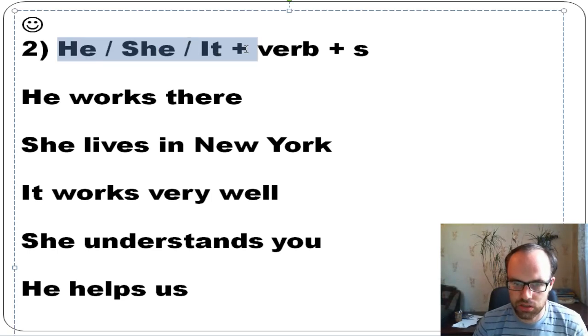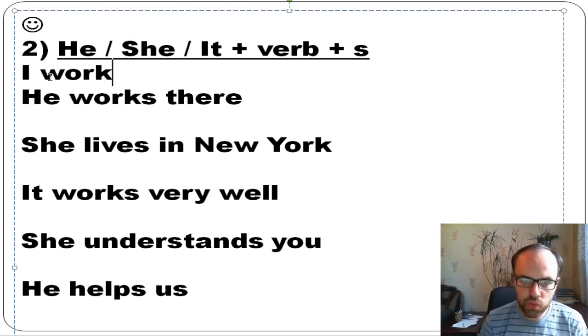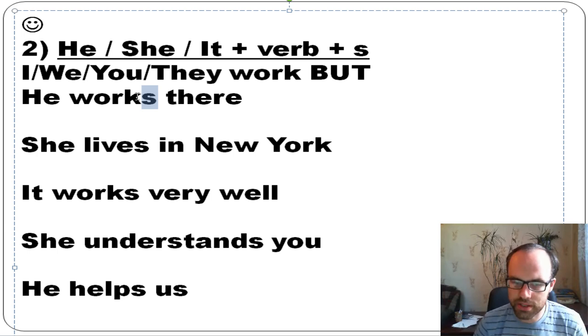If you have he, she, it, you add a verb and s. So you see, he, she, it plus verb plus s. You say, I work. We work. You work. They work. But he works. Why? Because if you have he, she, it, you add a verb and s. So he works there. Good.